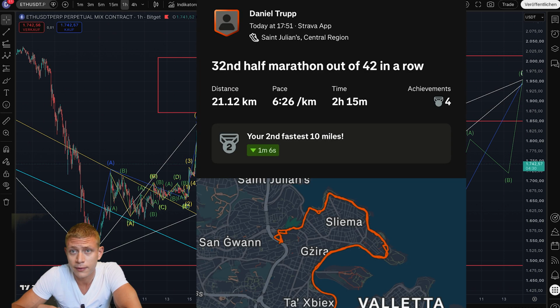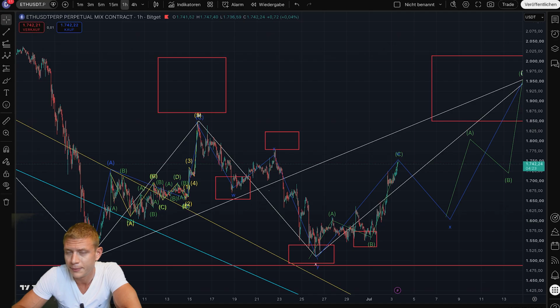Here is the 32nd half marathon of the 42. So there are 10 more half marathons for me to run in the next 10 days. I mean, in the next 9 days. One of them is today.